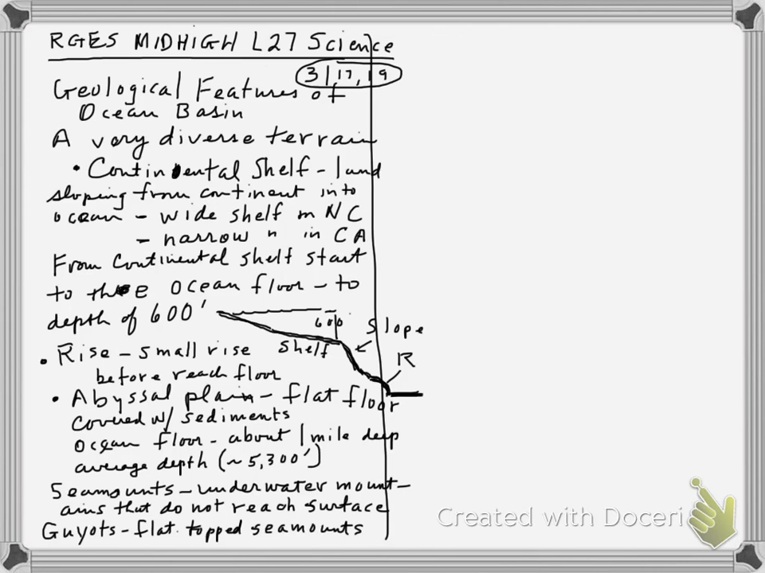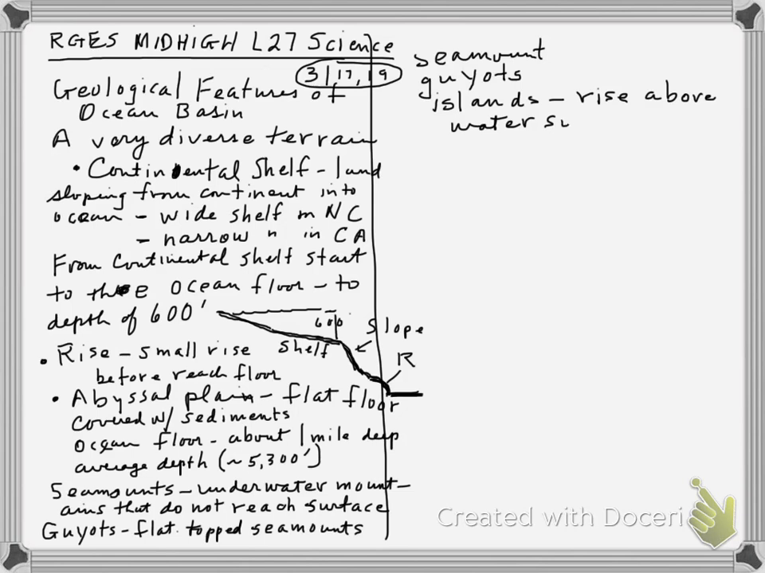Let me write that again. We have seamounts, we have guyots, and we have islands, which are, of course, mountains that poke through and rise above the water. So let's make sure that we make a note here. These are the rises above the water level or the water surface. There we go.